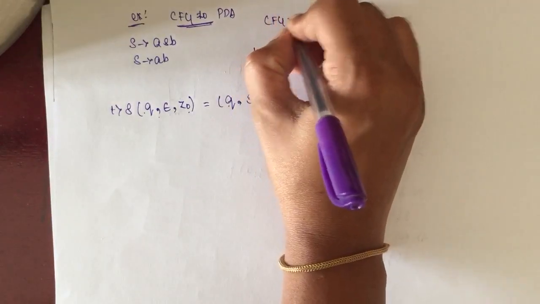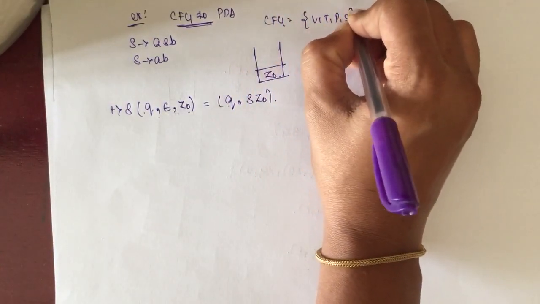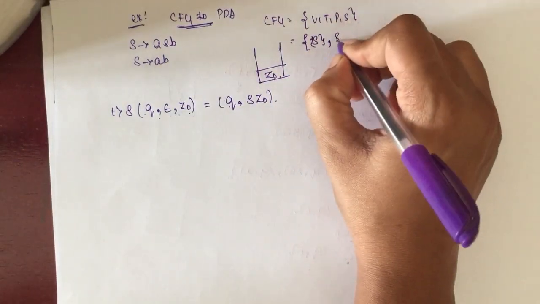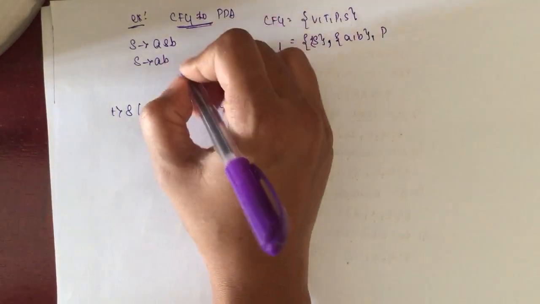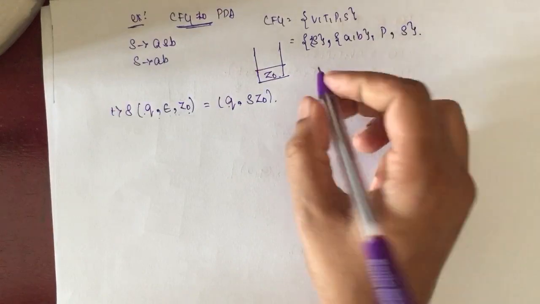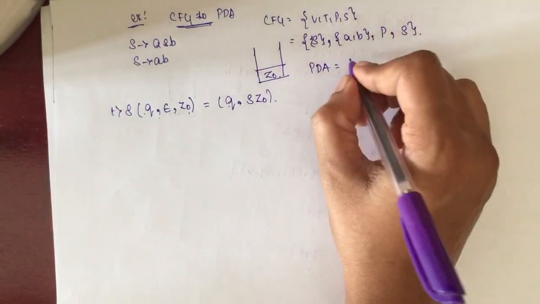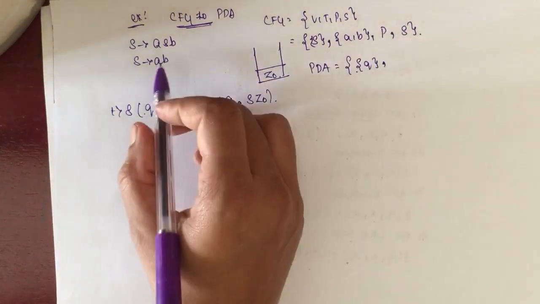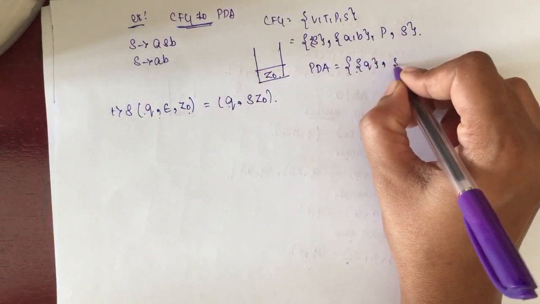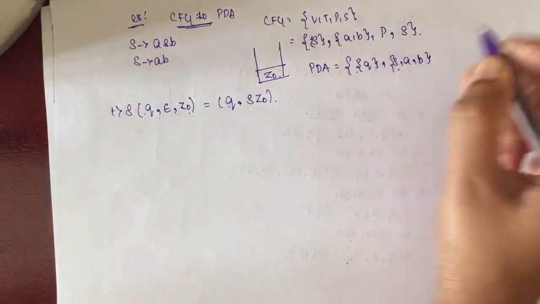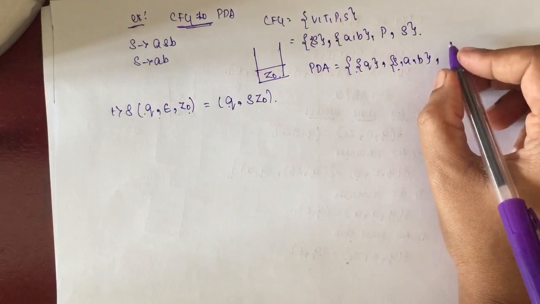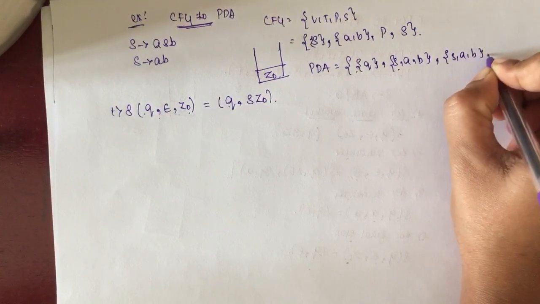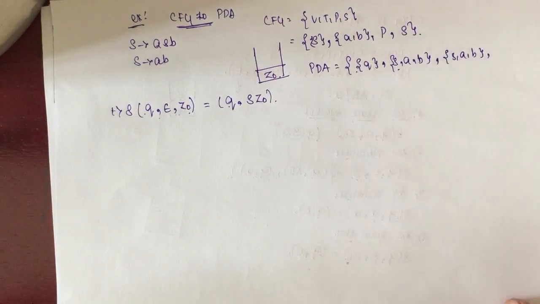If you take the CFG, there is a 4-tuple notation (V, T, P, S). What are the variables here? There is only one variable, that is S. Terminals: there are 2 terminals, A and B, and these 2 productions, and the start symbol is S. If you take a PDA, there is a 7-tuple notation. One is the finite set of states, the state is q. The input symbols are A as well as B. Then the stack alphabets: our stack alphabet is also going to be S, A, B. All these are stack alphabets. And the fourth indicates what? The transition function.